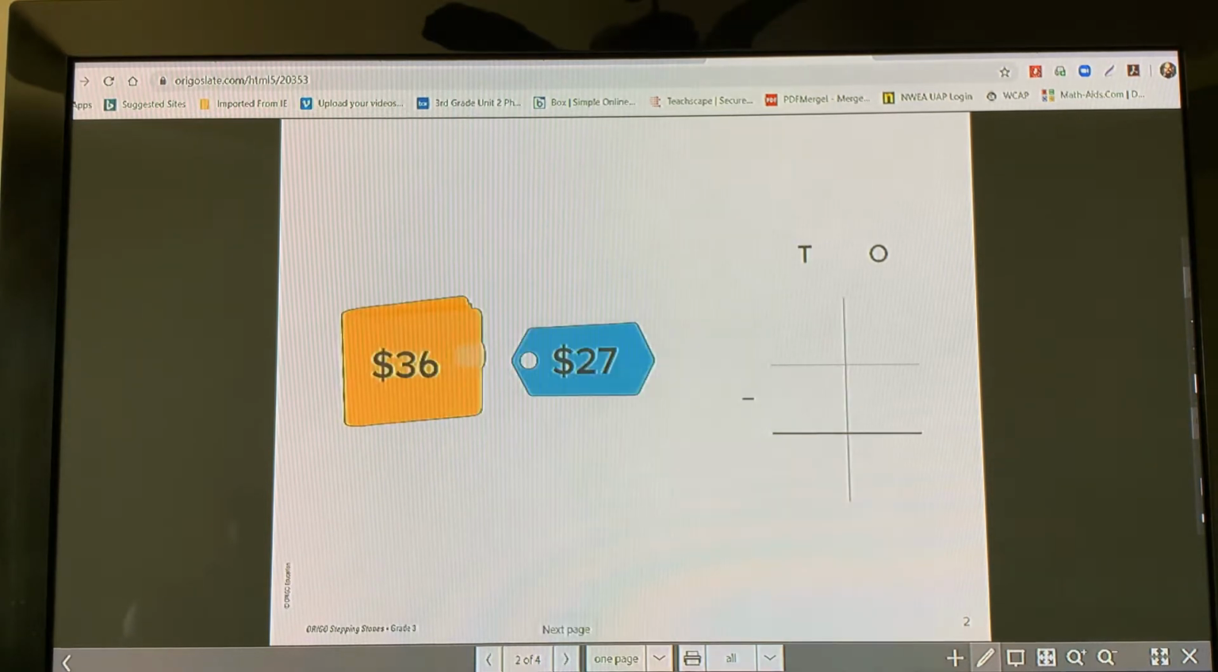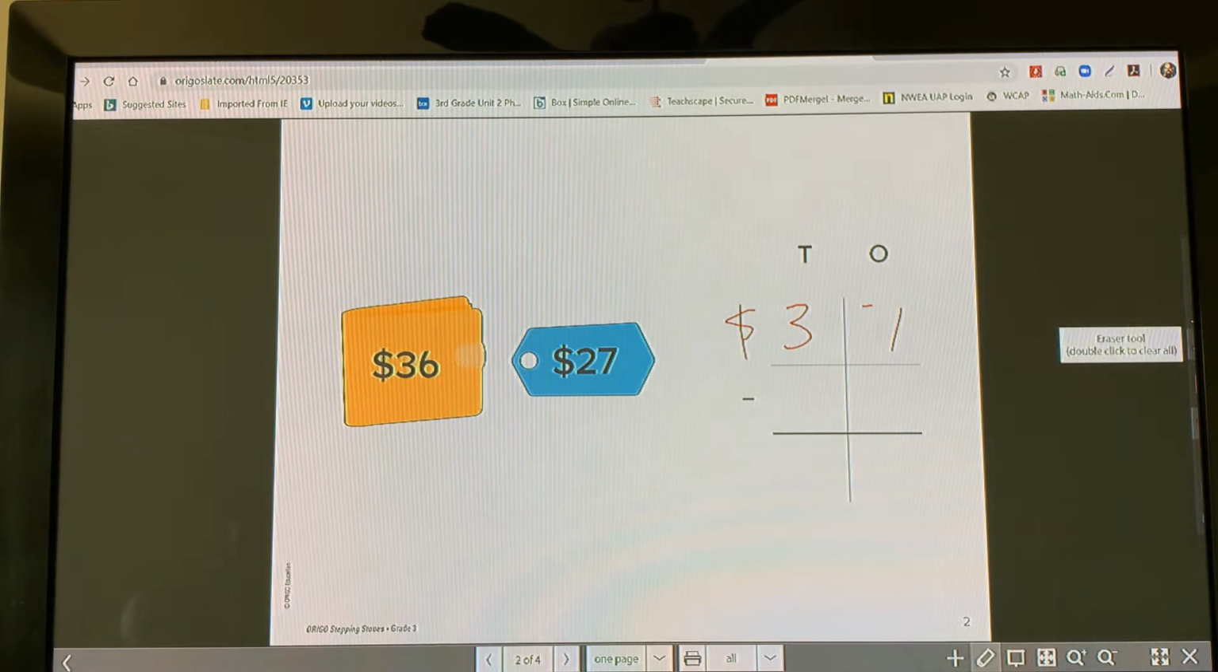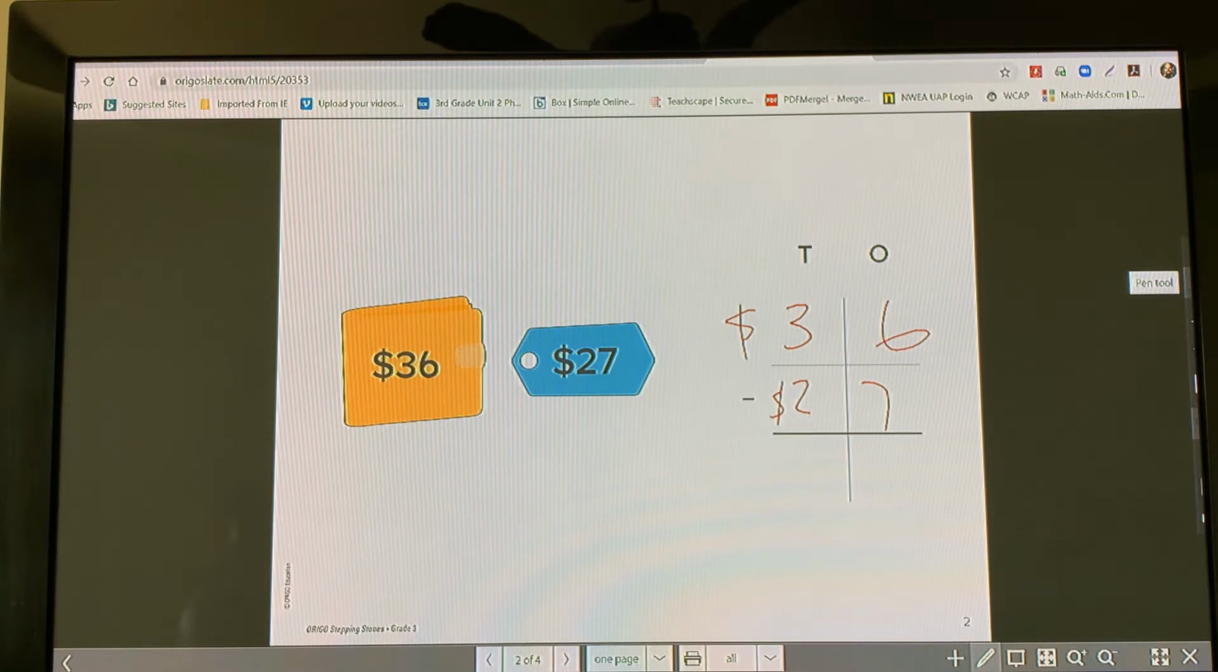Now, let's take this problem right here, for example. I have $36 to spend, and I buy an item that has a purchase price of $27. So first thing I'm going to do is put $37 on top. Oh, sorry, 36. I'm sorry about that. Let's try this again. $36 on top and $27. Now, you'll notice that my ones place is greater on the second number than my first number. So I have 6 ones take away 7 ones. Now if I have $6 bills and I want to take away $7 bills, is that possible? No, I can't do that.